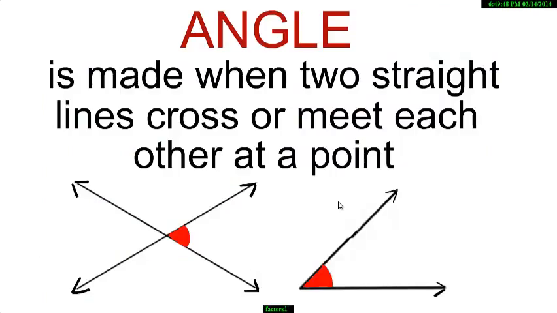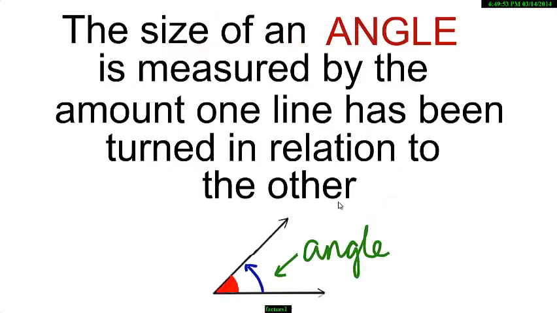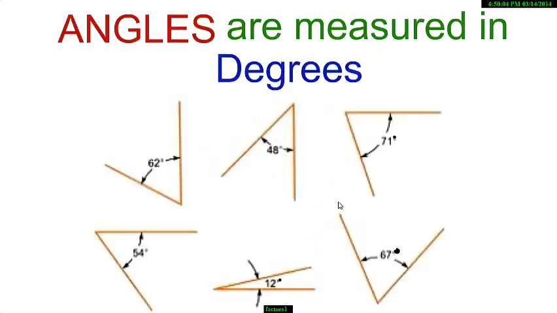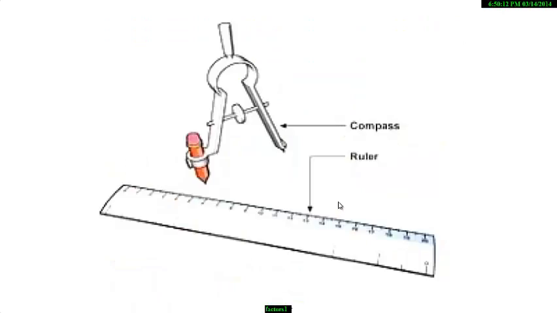An angle is made when two straight lines cross or meet each other at a point. The size of an angle is measured by the amount one line has been turned in relation to the other. Angles are measured in degrees. Today, you're provided with a lab observation sheet, a ruler, a compass, and a standard angle of 120 degrees. You will use your standard angle of 120 degrees to find the angle you have made.